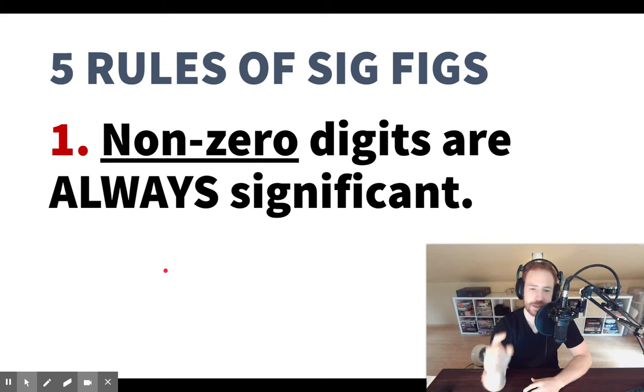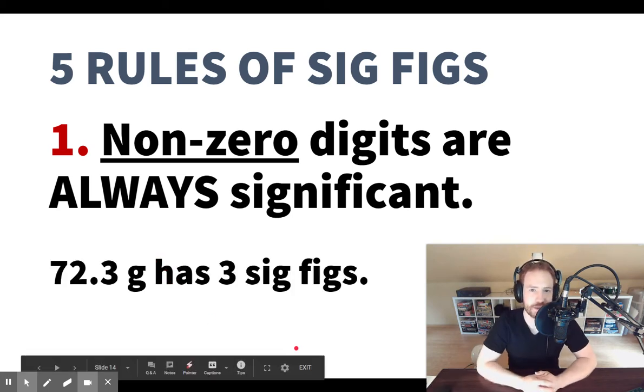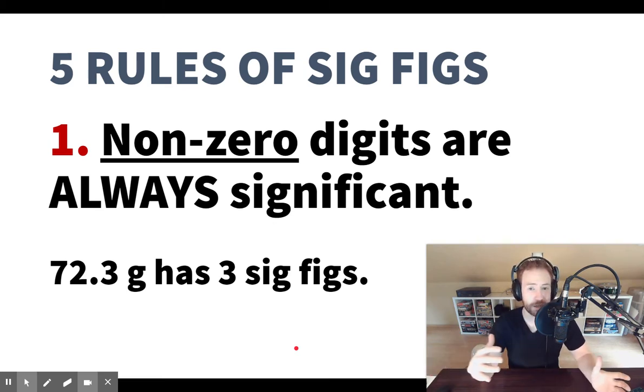Rule number 1 is that when you look at a number, anything that is not a 0 is significant. So for example, in the number 72.3, the 7, the 2, and the 3, none of those are zeros, and therefore they are all significant. Therefore, this number has 3 significant figures.